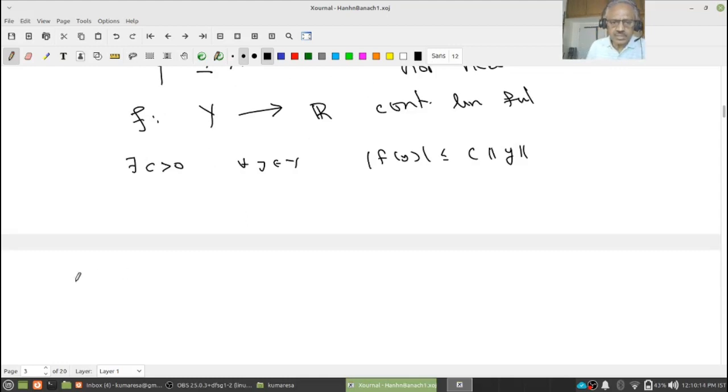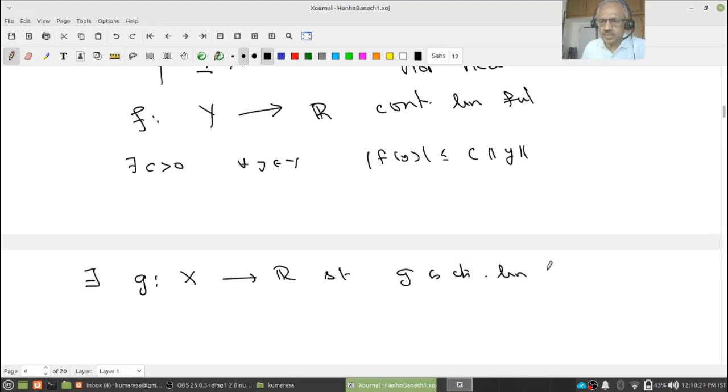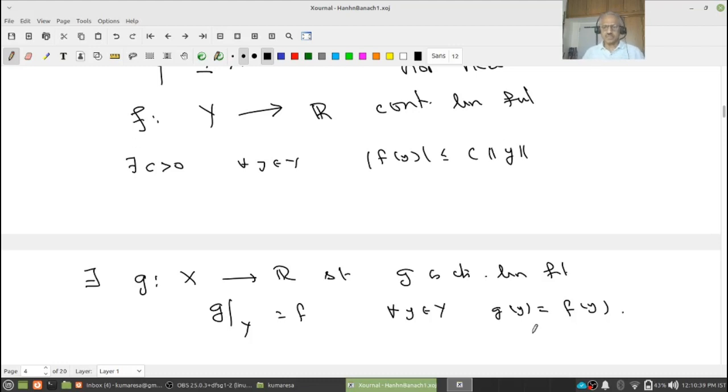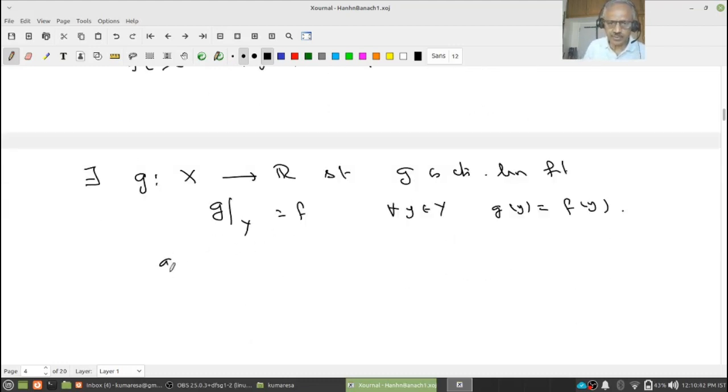What does the theorem say? The Hahn-Banach theorem says there exists a function g from X to R such that g is a continuous linear functional, and g restricted to Y is f. That is, for all y in Y, g(y) equals f(y). So we call g an extension of f. An extension, it may not be unique.